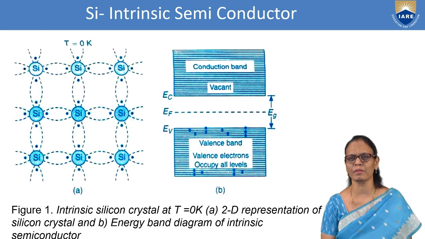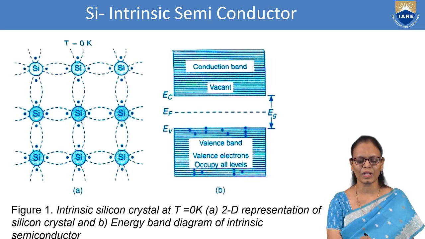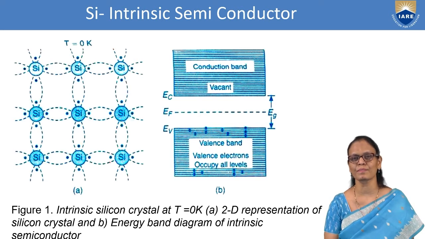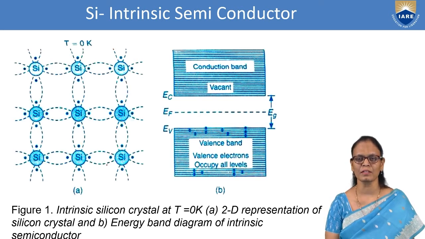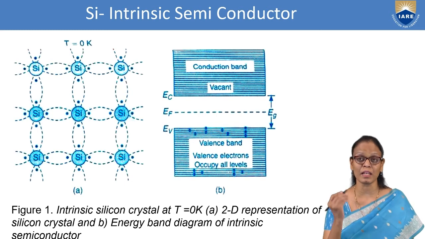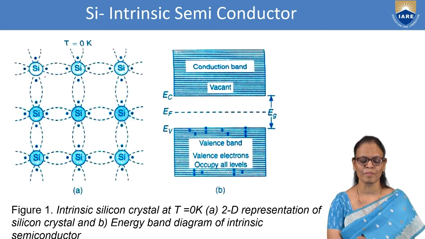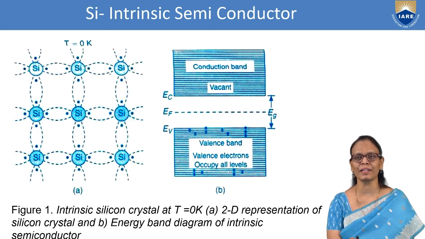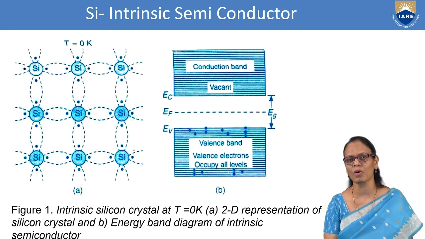Now we will see the diagrammatical representation of what we have discussed. We are seeing the arrangement of silicon atoms in a crystal. This is a lattice arrangement of silicon crystal. We are representing it in a 2-dimensional representation. There are n number of atoms, but we are representing only 9 to understand the bonds.